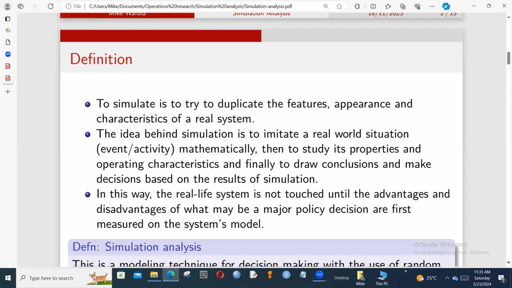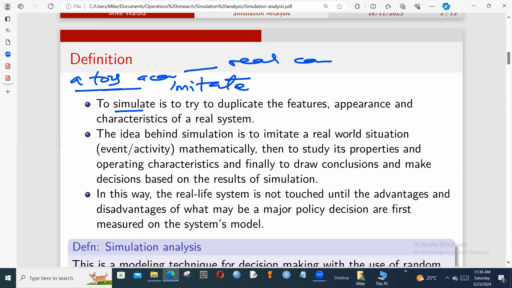So the word simulation comes from the word simulate. And to simulate means just to imitate. It can actually be interpreted as to imitate a real situation, a real event, and so on. If a child plays with a toy of a car, it is imitating just the real car. So to simulate is to try to duplicate the features, appearance, and characteristics of a real system.